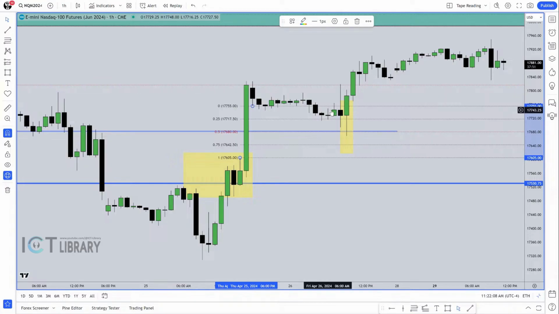But is the algorithm just going to go pull some random number out of its ass and say, well, we're going to drop down 300 handles before we start going higher? No, it goes right down to consequent encroachment, which is the midpoint of this buy side imbalance, sell side inefficiency. You want this to stay open, ideally. That needs to stay open.